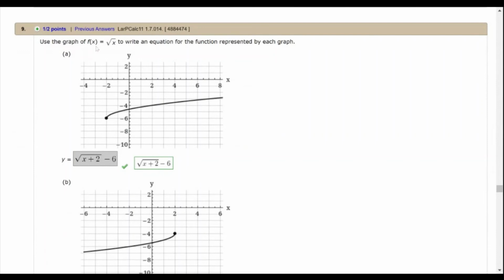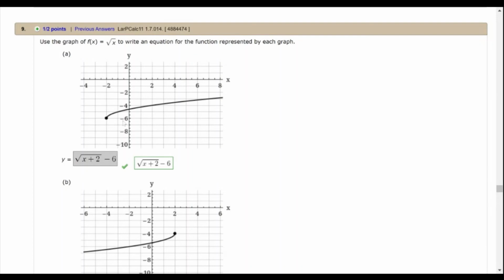A. Okay, we got the square root of x. We're looking pretty good. Tell me the shifts for A. It had a vertical shift down. Okay, and then how many? A horizontal shift to the left. All right, good.